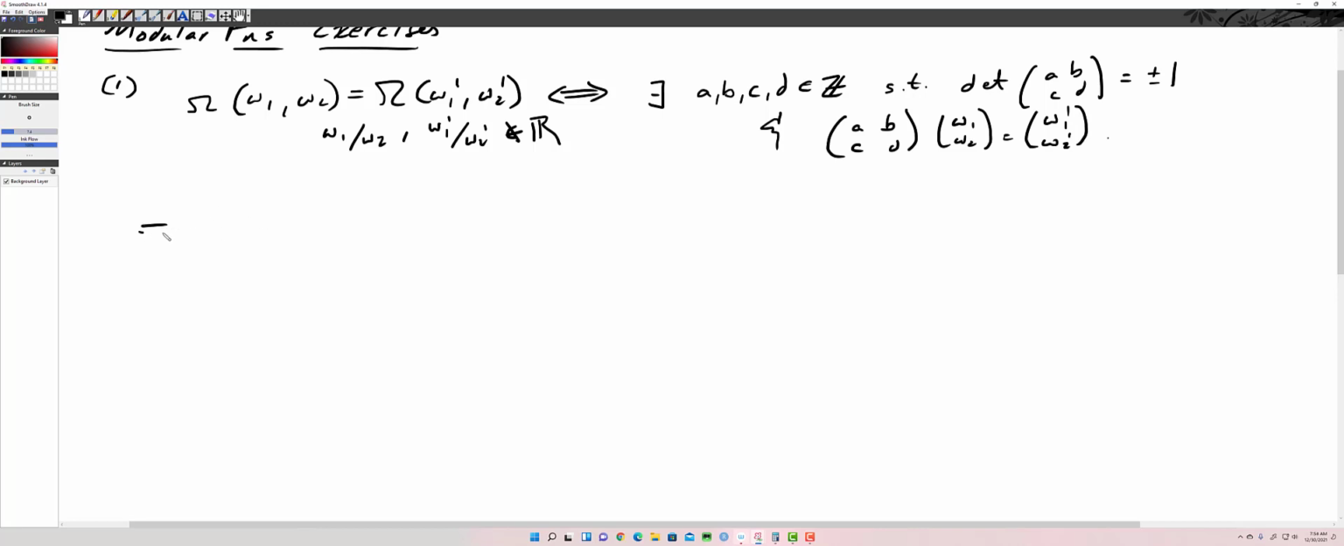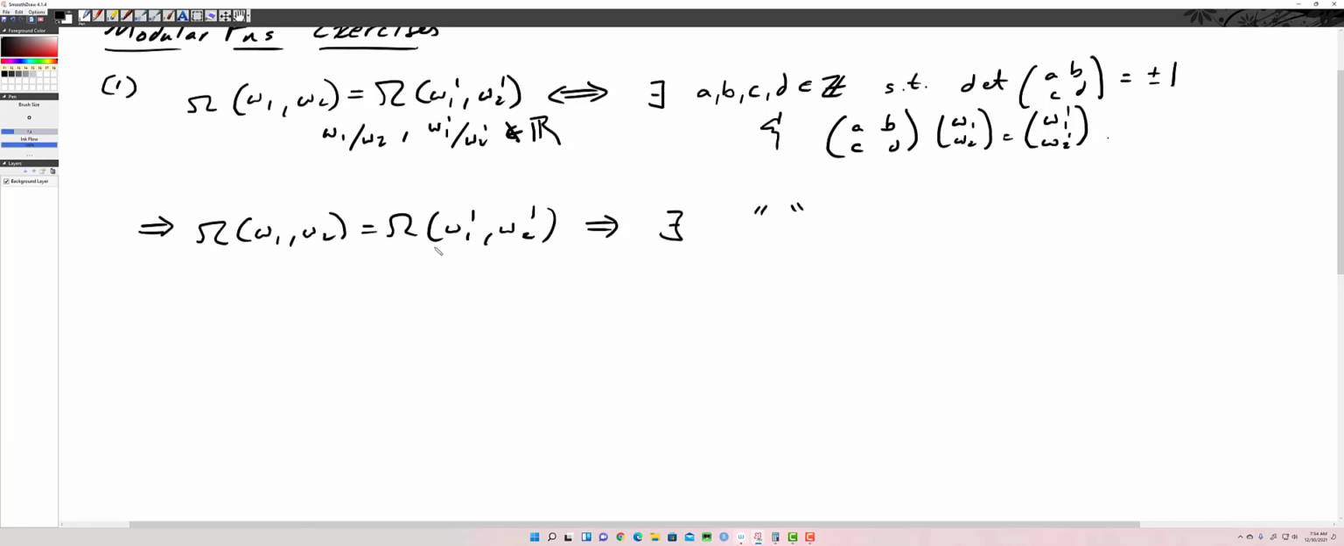There's the first direction, which says that the two lattices are the same implies there exists this matrix. So we'll start with this one. We are assuming that these are the same.